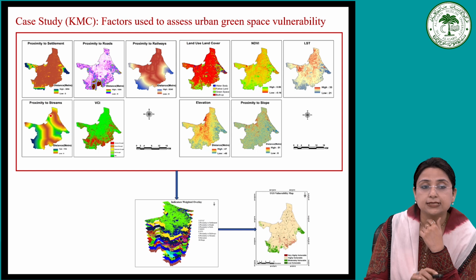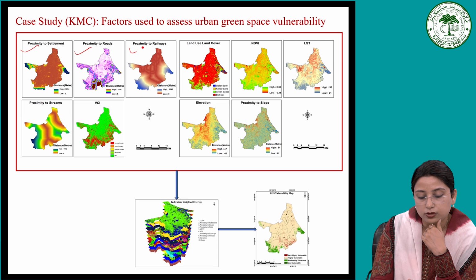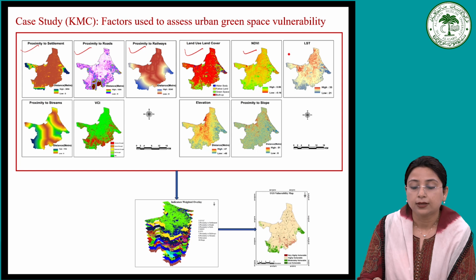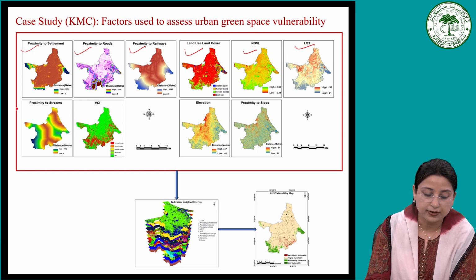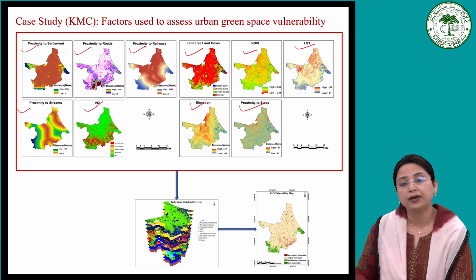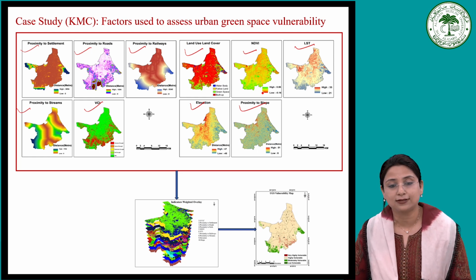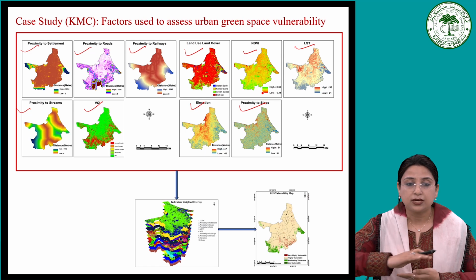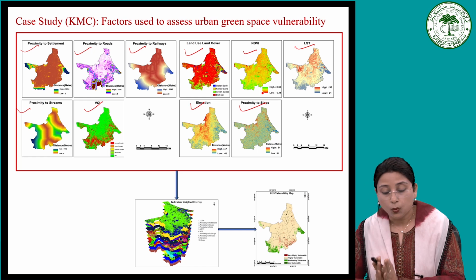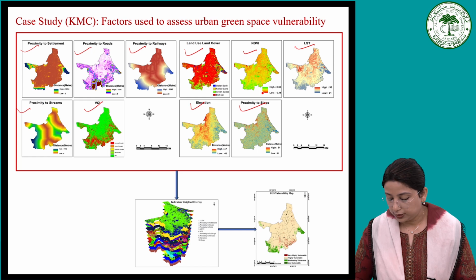The factors considered here, as you see on the screen, are proximity to settlement, proximity to roads, proximity to railways, land use, land cover, NDVI, land surface temperature, proximity to stream, VCI, elevation, proximity, slope, etc. We have considered so many factors. These factors are overlaid and combined together in order to get the vulnerability assessment according to the set criteria.